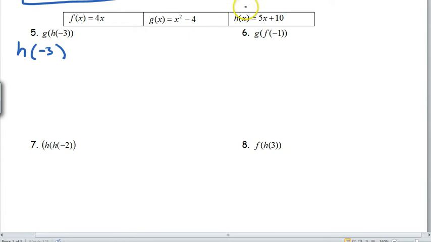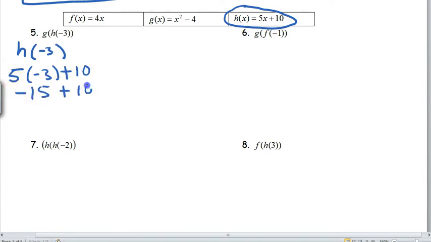Right, you see function h over here? Substituting -3 for x gives me 5 times -3 plus 10. So that's -15 plus 10, which is -5. That's the inner part. I have now figured out what h of -3 is.